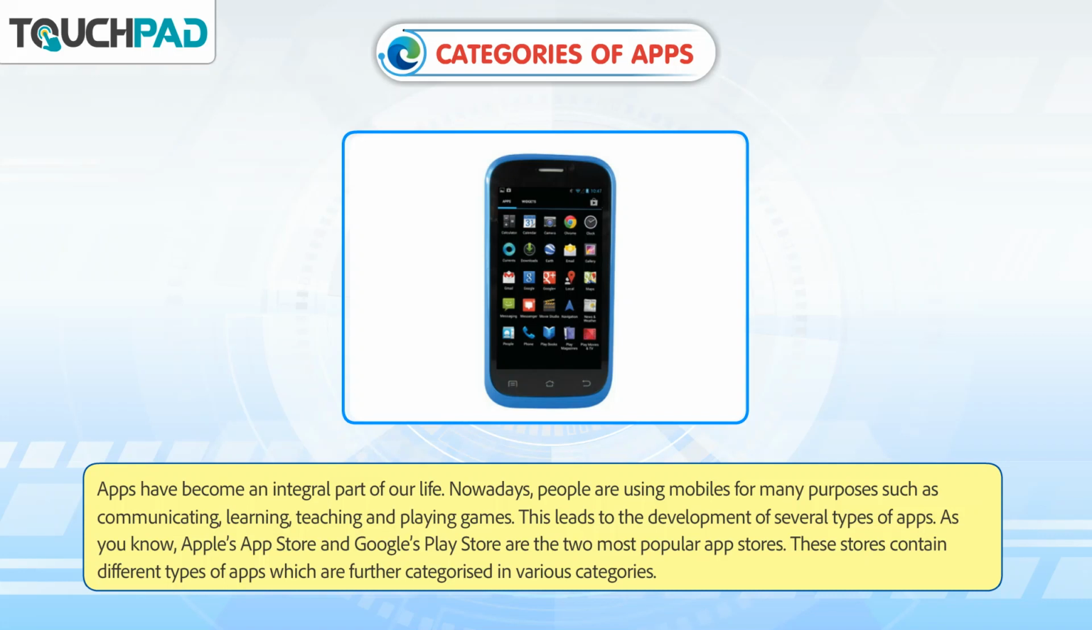As you know, Apple's App Store and Google's Play Store are the two most popular app stores. These stores contain different types of apps which are further categorized in various categories.